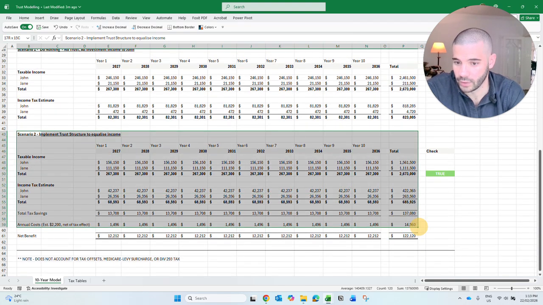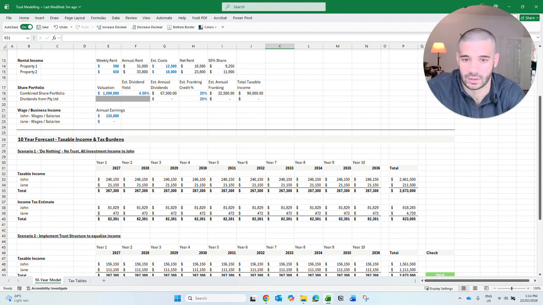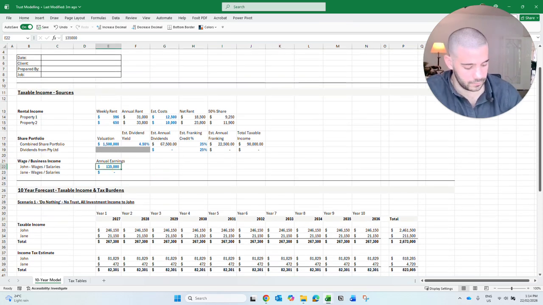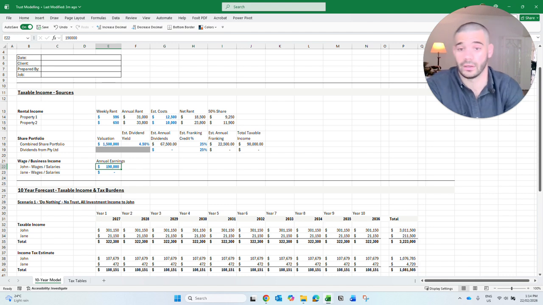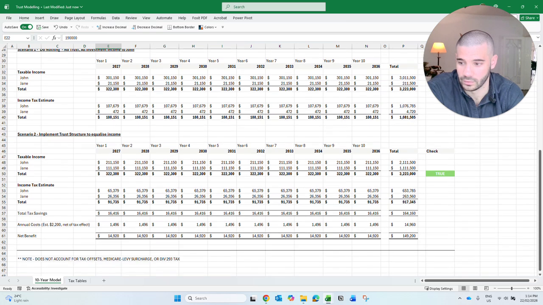Okay, hopefully that makes sense, and now let's just play with some of the model inputs to see what would happen. Okay, so let's just say that John got a promotion and he's now earning $190,000, which brings him right up to the top rate. So every additional dollar he would earn would get taxed at 47%. And this will make the trust even more useful or valuable. And you can see here how savings over the 10-year time horizon have increased even further.